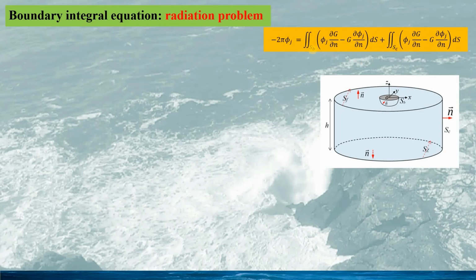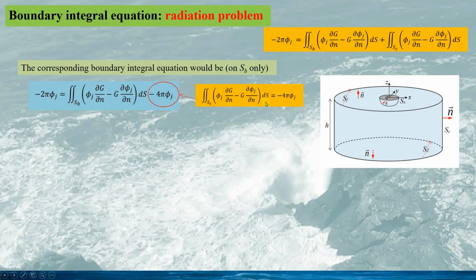The surface integrals on SB and on SC. And we also have obtained the values of the potentials on SB due to the surface integrals on SC. With this, we are able to construct the final boundary integral equation for the radiation problem.